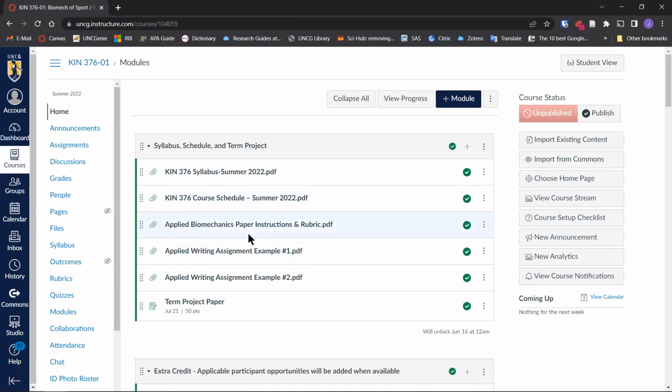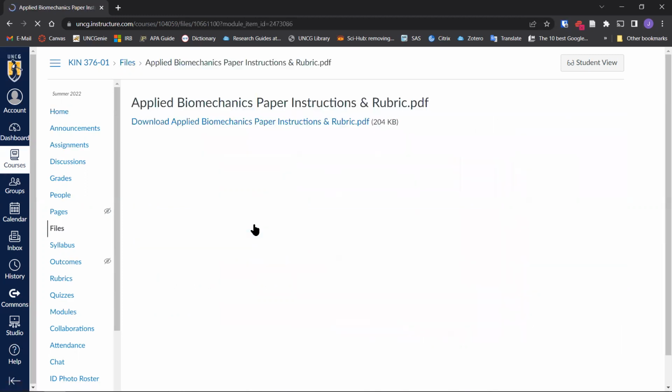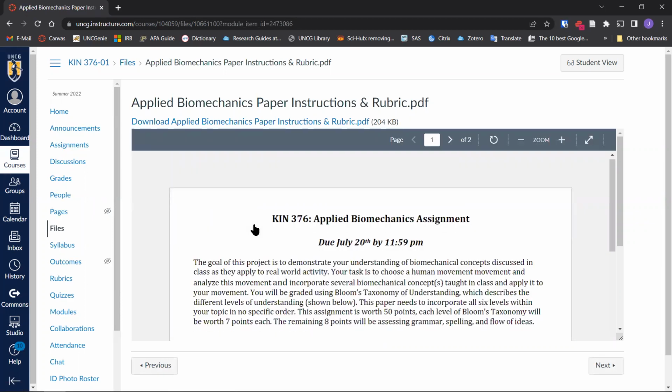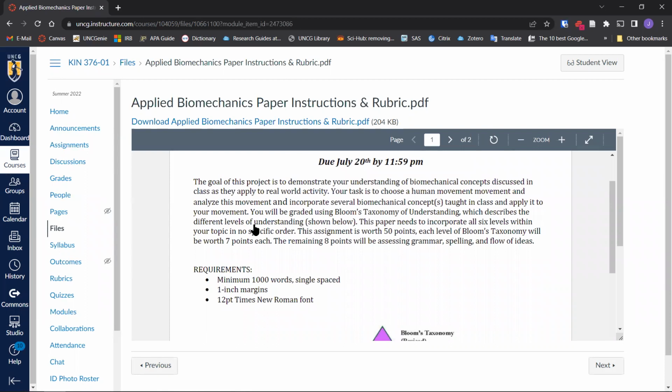This is the applied biomechanics instructions and rubric. Feel free to read these on your own time as well, but it's a fairly simple paper, so I'll just read this. The goal of this project is to demonstrate your understanding of biomechanical concepts discussed in class as they apply to real world activity. Your task is to choose any human movement, say the movement twice, and analyze this movement and incorporate several biomechanical concepts that were taught in class and apply it to your movement.